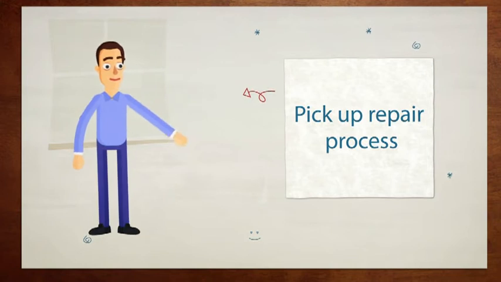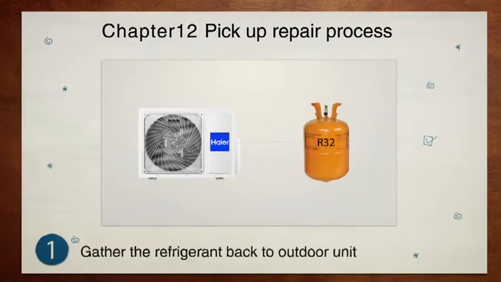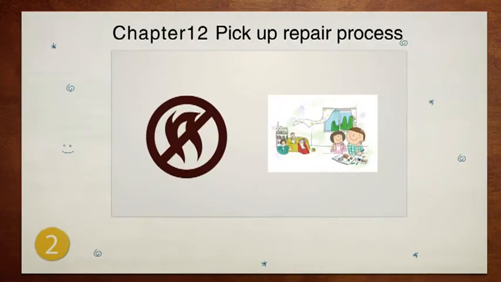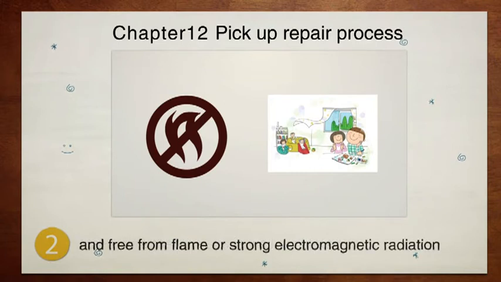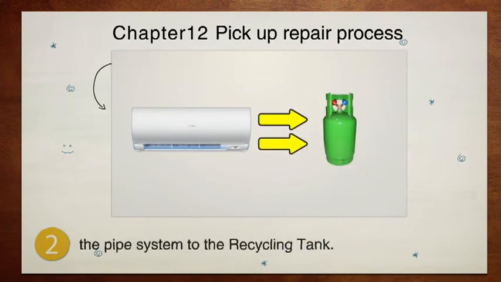Chapter 12. Pickup repair process. Number 1. Gather the refrigerant back to outdoor unit and turn off outdoor valves. Number 2. Make sure that the site is well ventilated and free from flame or strong electromagnetic radiation, and then recycle the residual refrigerant of the pipe system to the recycling tank.